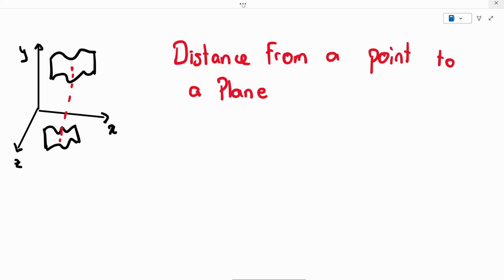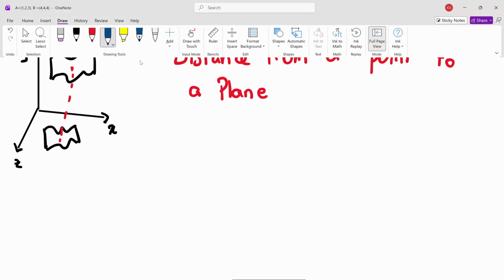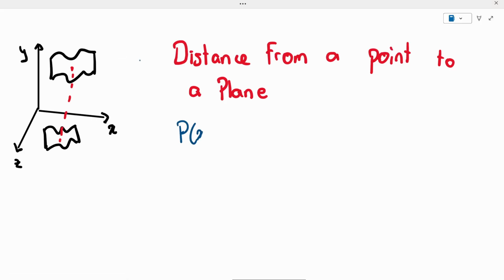So we have a point P, which is (x0, y0, z0). What else do we need? We need the plane. The equation of the plane is ax + by + cz = d. So we have a plane, we have a point.